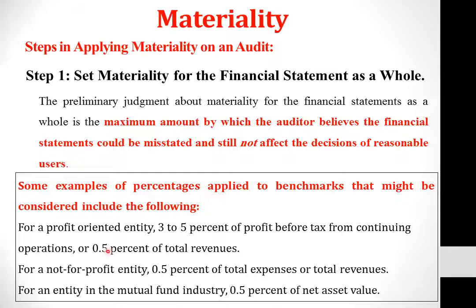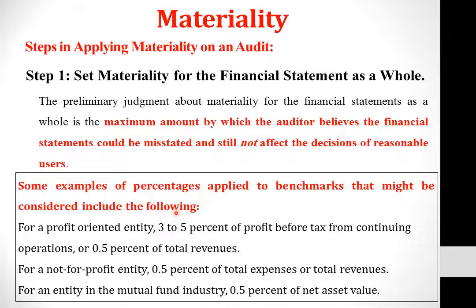If the material misstatement is higher than 5%, then the auditor is going to refuse the financial statements. If it's lower than 3%, the auditor is going to accept the financial statements. If it's from 3 to 5%, the auditor is going to do more tests and apply more professional judgment.